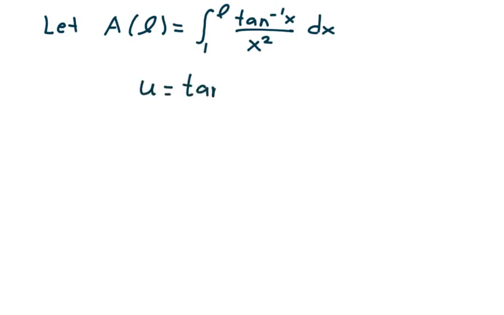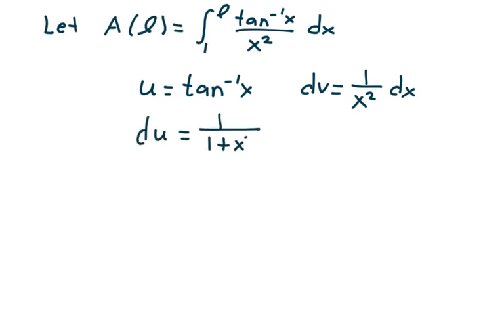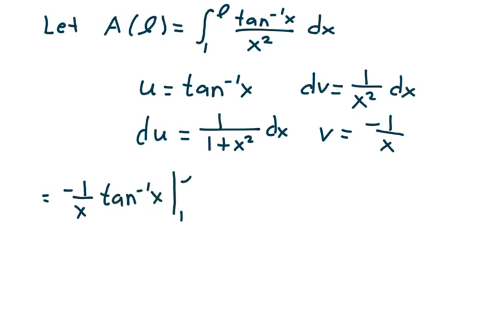So I'm going to let u equal arctangent x. dv is 1 over x squared dx. du is 1 over 1 plus x squared dx. And v is negative 1 over x. So this is negative 1 over x arctangent x evaluated from 1 to L minus the integral from 1 to L of negative 1 over x times (1 plus x squared) dx.